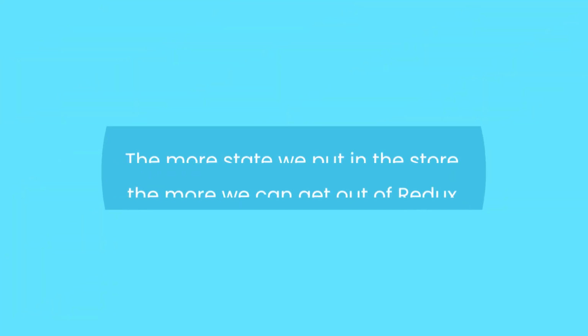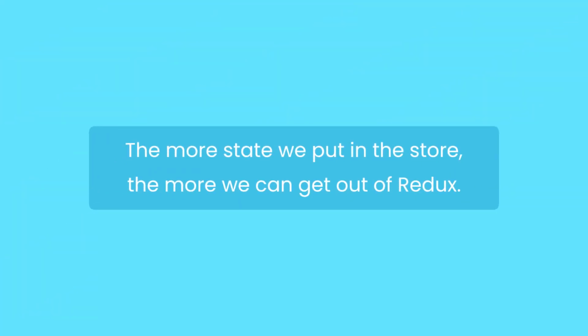So here's the bottom line. The more state we put in the store, the more we can get out of Redux. But this doesn't mean we should put absolutely everything in the store. Local state is fine, and we should use it when it makes sense. If you're dealing with data that other parts of the application don't care about, like if you're building a form, it's better to store this data locally in a component rather than in the store.